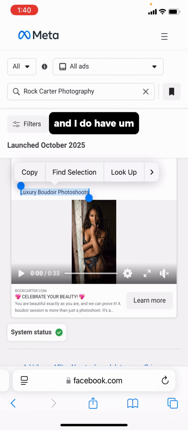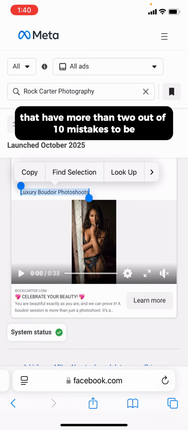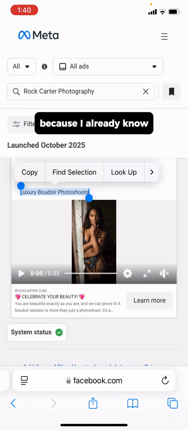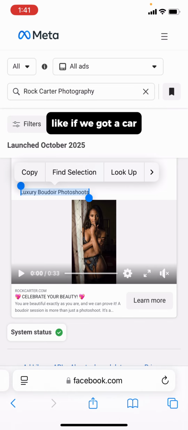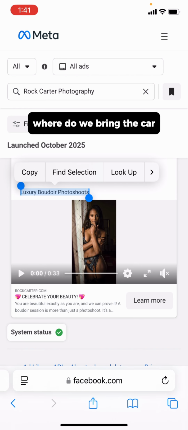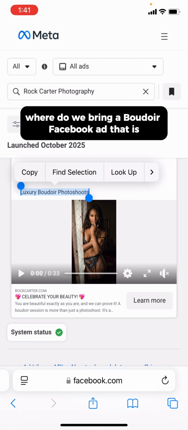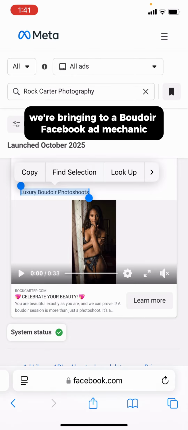I basically consider all Boudoir Facebook ads that have more than 2 out of 10 mistakes to be breaking down Boudoir Facebook ads, because I already know they're going to be performing worse and worse over time. So, like if we got a car that's performing worse and worse over time, it's breaking down. Where do we bring the car? Well, we bring it to a car mechanic. Similarly, where do we bring a Boudoir Facebook ad that is breaking down more and more over time? We bring it to a Boudoir Facebook ad mechanic.